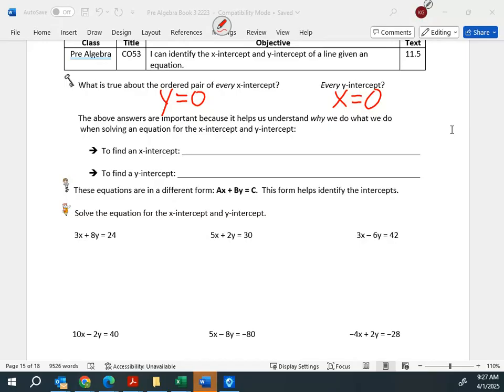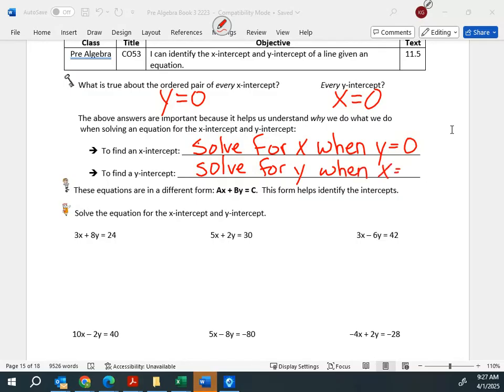So the above answers are important because it helps us understand why we do what we do when solving an equation for the X-intercept and the Y-intercept. So to find the X-intercept, we're going to solve for X when Y equals 0. And the opposite for the Y-intercept, we're going to solve for Y when X equals 0. So I'm going to show us what that means. So write it out and then we're going to put it in action to see how we do that.